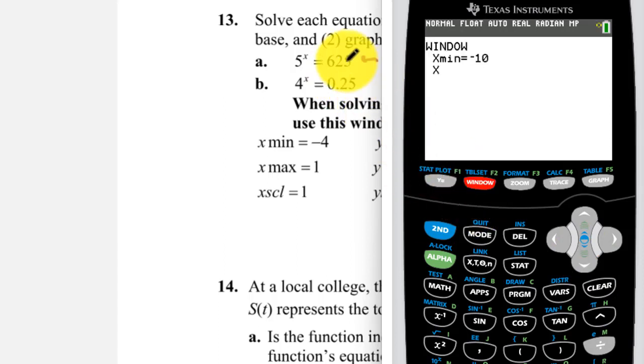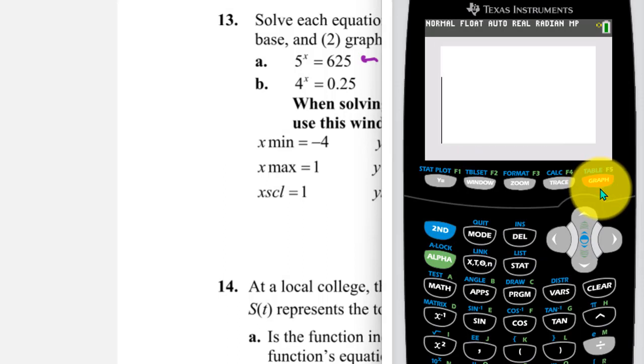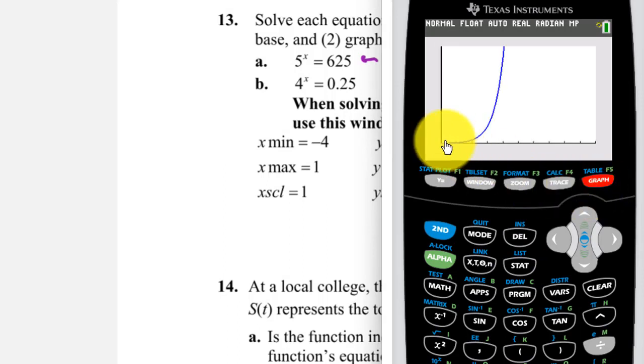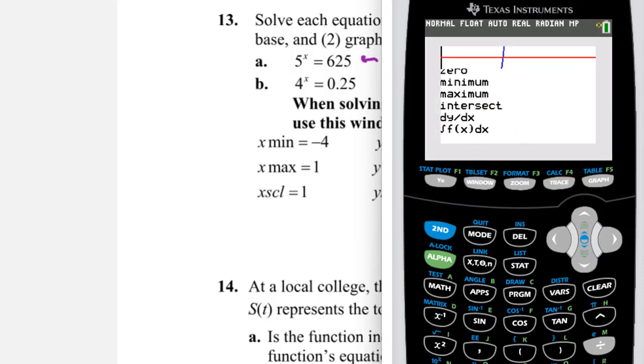And when I think about a window, I'm going to have a straight line at 625. So I'm going to go from 0 to 10 for x min and x max. And for y min, I'll start at 0, and I'll put some number bigger than 625. I'll put in 700. Then I'll press graph. And the intersection is our answer, right? And by the way, we already know the answer is 4. But if we didn't know, act surprised when we get the answer.